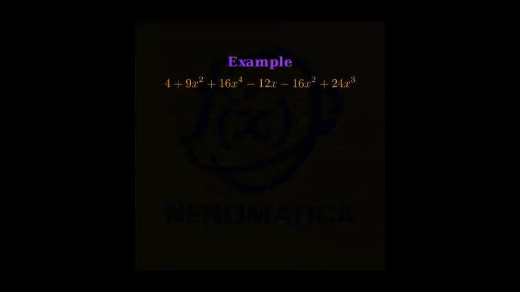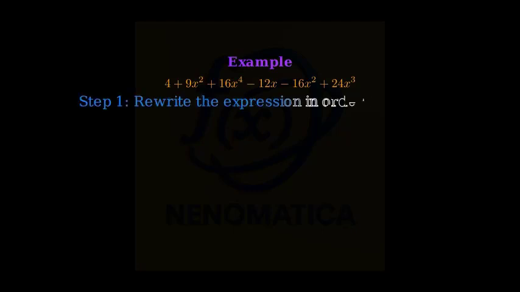Let's start by looking at the expression 4 plus 9x squared plus 16x to the 4th minus 12x minus 16x squared plus 24x cubed. Step 1. We'll first rewrite this expression in a more organized way, grouping the terms by the power of x. So we have 16x to the fourth plus 24x cubed plus 9x squared minus 16x squared minus 12x plus 4.